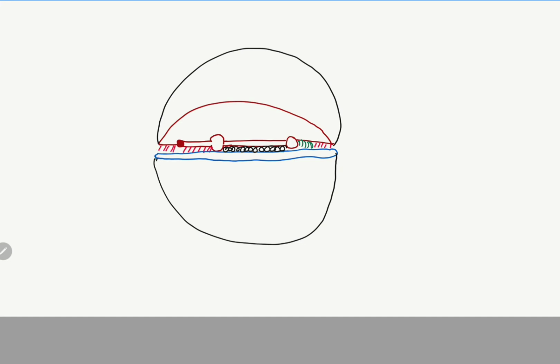It is present apart from four places, that is, it is not present under the cloacal membrane, the place where the notochordal process is present, the place where the precaudal plate is present, and the place where the buccopharyngeal membrane is present. It is not present over these four places, and this is the endodermal layer. You all know, I hope, this is the amniotic cavity, and this is the yolk sac.